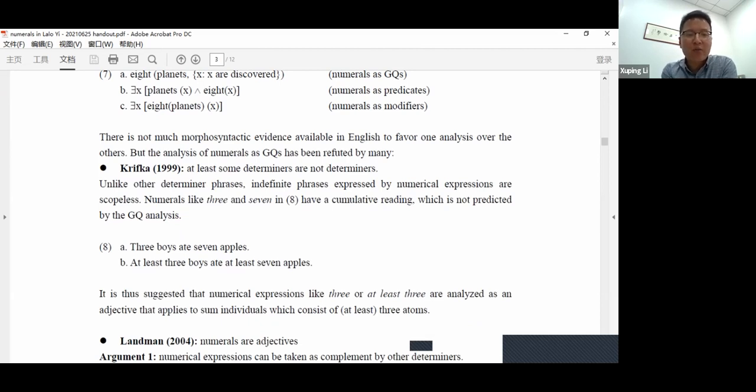Because, for example, like "3 boys ate 7 apples", the most prominent reading we can get from this example is actually a cumulative reading. This sentence means boys ate apples, and the boys are 3, and the apples that were eaten were 7, and we don't know how the apples were actually distributed. This kind of cumulative reading is not predicted by the GQ analysis in any case. And the problem is also shared by the complex expression "at least 3".